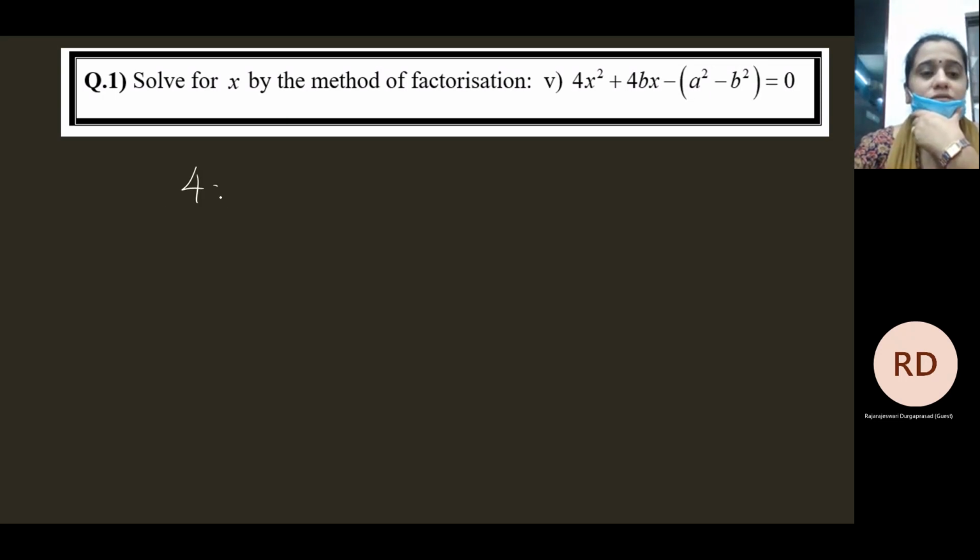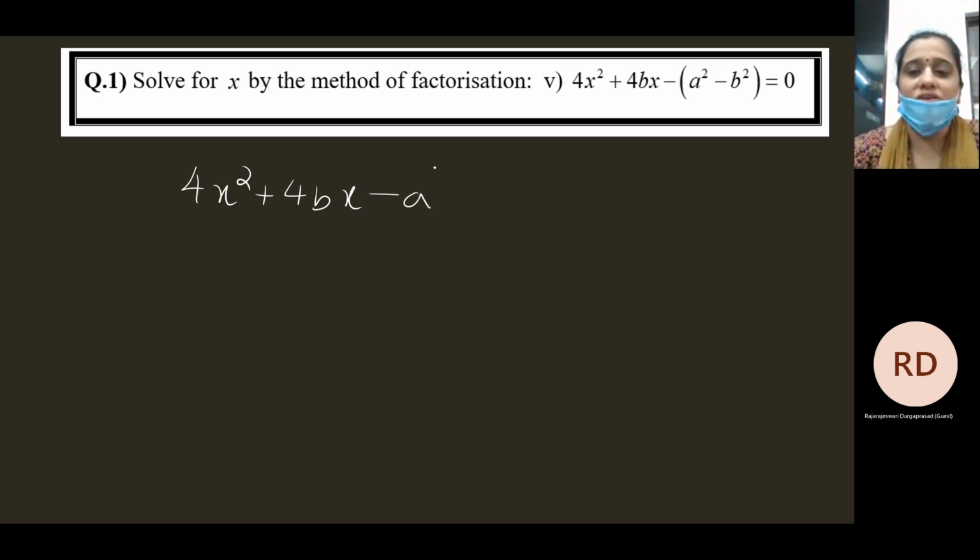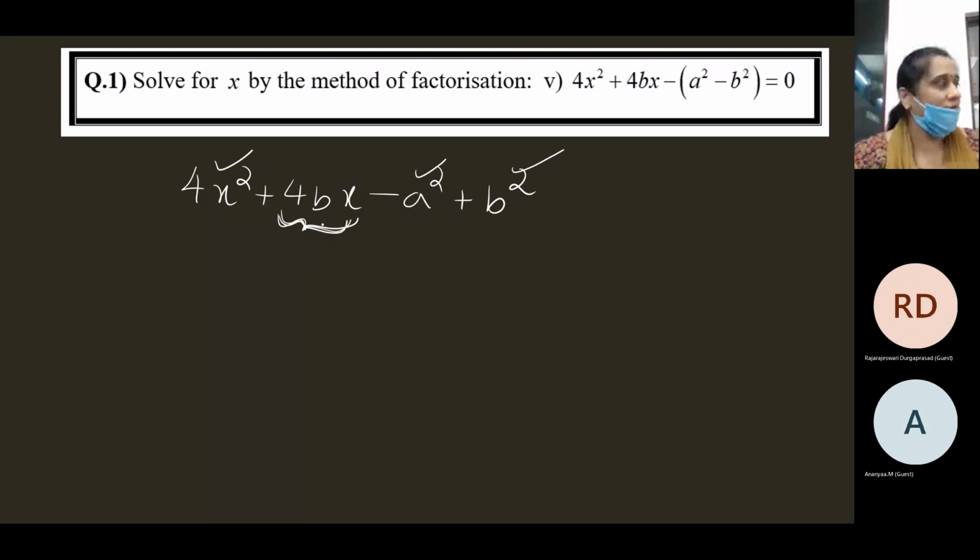All right, children, see here. 4x squared plus 4bx. Release the terms from the brackets, so it will be minus a squared plus b squared. Now look at this as the middle term, 4bx. You need a b square and x square. Look at this, it is the middle term because this is a perfect square, so this can look like 2ab.